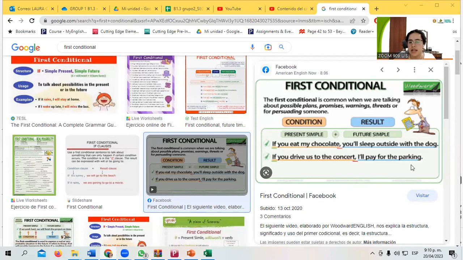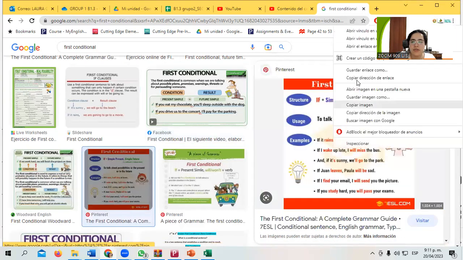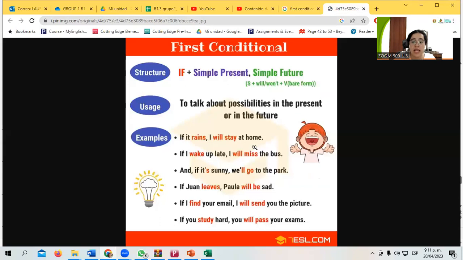Yes, Jorge, you ask, can in the future is be able to. Yes, this is the structure for can in the future. If you drive us to the concert, I will pay for the parking. Right? Other examples. If it rains, I will stay at home. If I wake up late, I will miss the bus. If it is sunny, we'll go to the park.